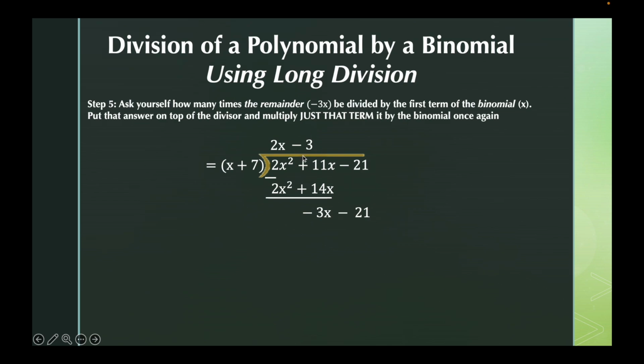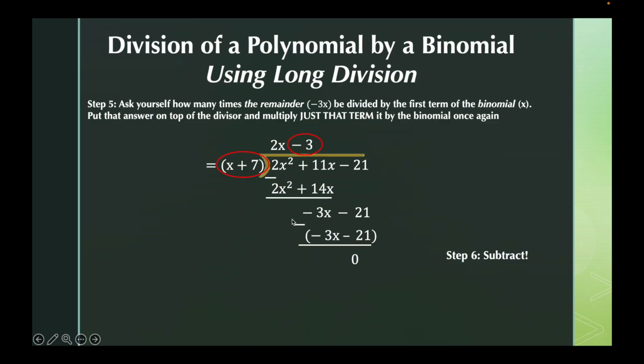I'm going to put this on top like I just did, and then you have to multiply once again just this term with the binomial. So now I'm doing negative 3 times x plus 7. And again, you're going to be distributing that negative 3 to both the x and the 7. What that will give you is actually negative 3x minus 21.